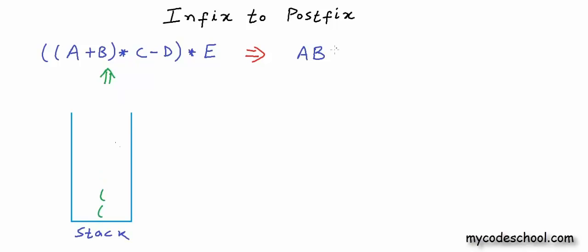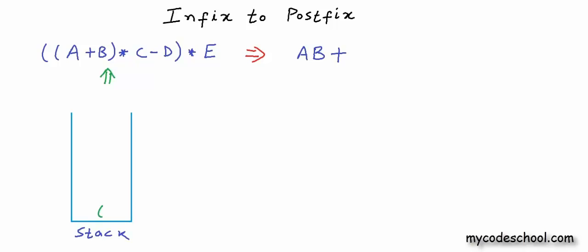I'm popping this plus and appending it. Next we have an opening parenthesis, so I'll stop, but as a last step I will pop this opening also, because we are done for this parenthesis. Okay, so the rule for closing of parenthesis is pop until you get an opening parenthesis, and then finally pop that particular opening parenthesis also.